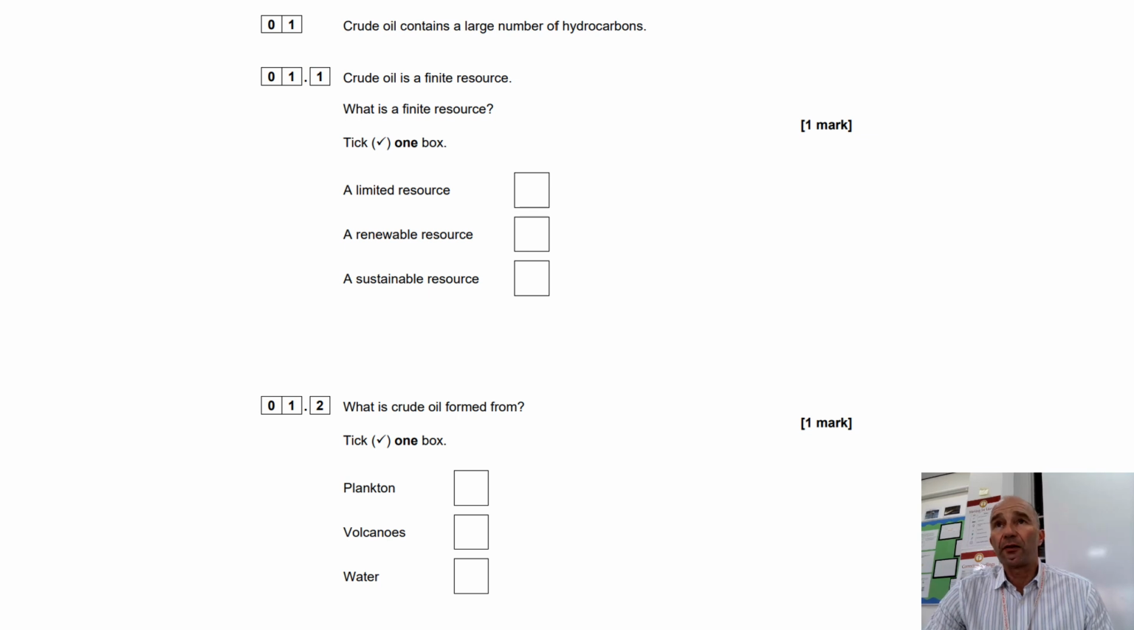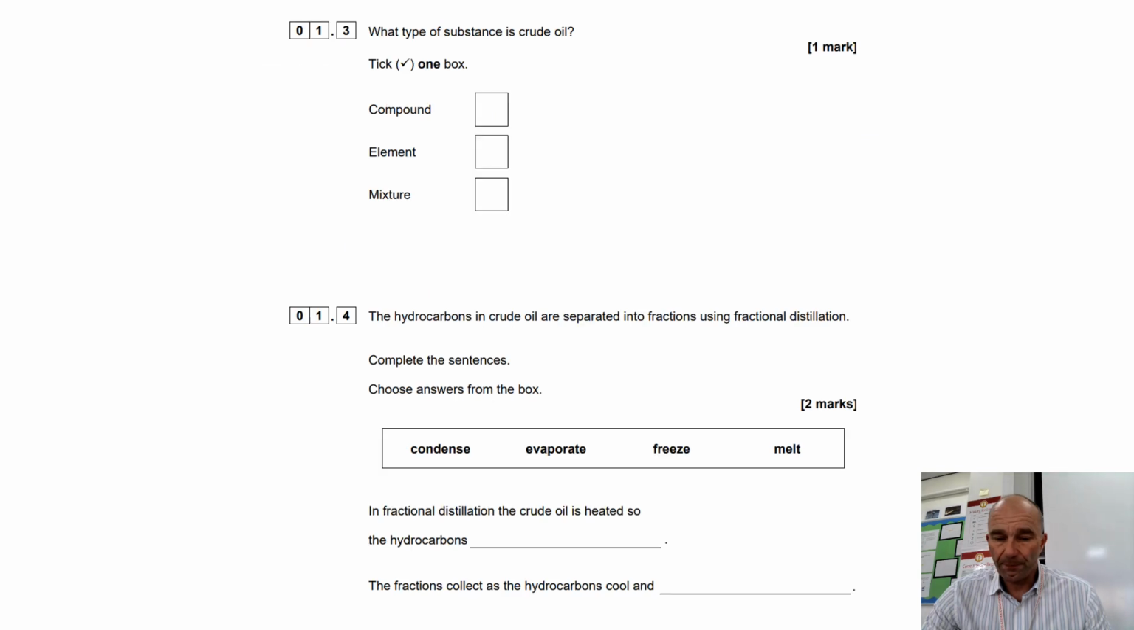Well, finite means it's likely to finish, so there's only one possible answer. It is a limited resource because we're going to run out of it at some point. 1.2, what is crude oil formed from? Well, it's definitely not from water or from volcanoes, and plankton are little sea creatures which live in the sea, and it's not made from man.